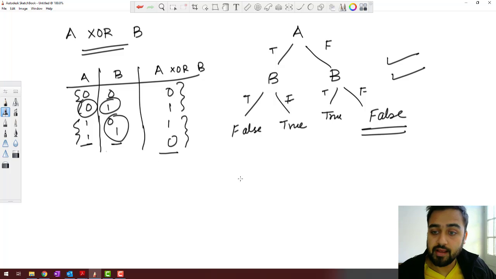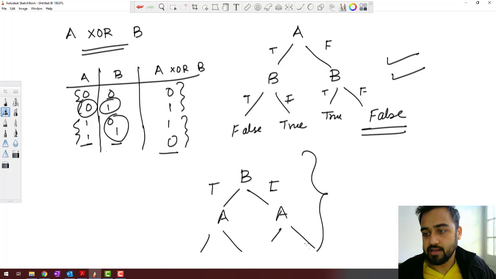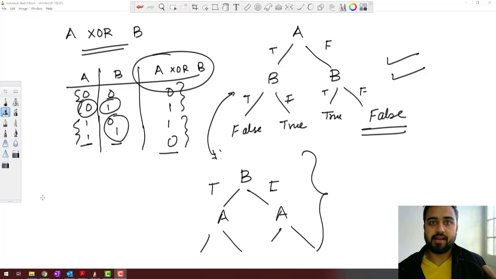Now you can also do it starting off with B, and you'll get a different decision tree. So there are different decision trees possible for one logic or for one data set. That means there are multiple types of decision trees possible, and that all depends on the data and the attributes that you have.